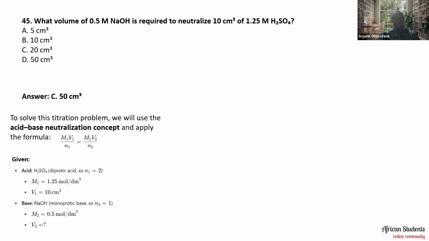V1 is 10 cm cube. Now the base, sodium hydroxide, is monoprotic, so N2 will be 1. So M2 equals 0.5 mole per dm cube. So now we can calculate our V2, just make V2 the subject of the formula. If you do it well, you'll be getting 50 centimeters cube.